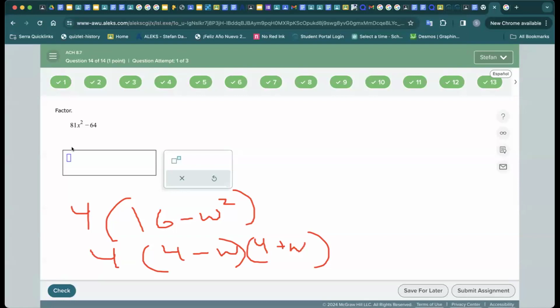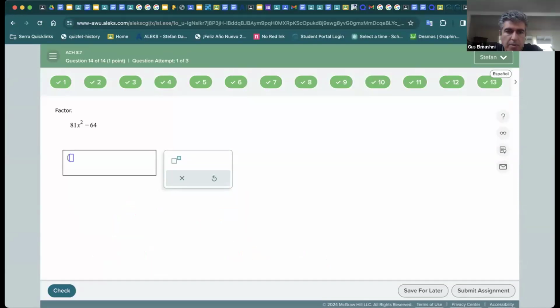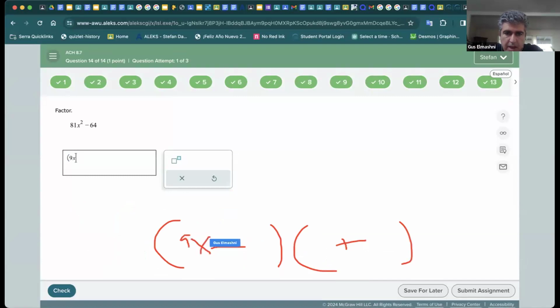Or 9x minus 8, 9x plus 8. Oh, is it? I thought it was just minus. No, it's two because it's a difference of two squares. Remember, the formula is this: something minus something, something plus something. 9x minus 8, 9x plus 8. Right.